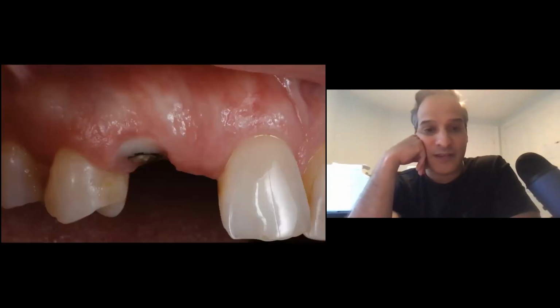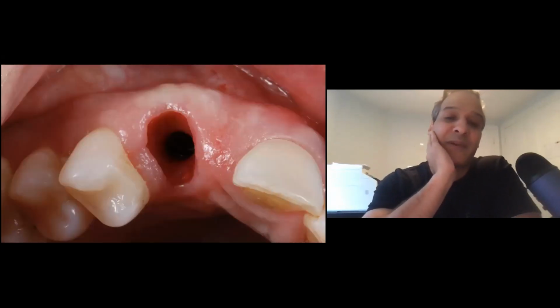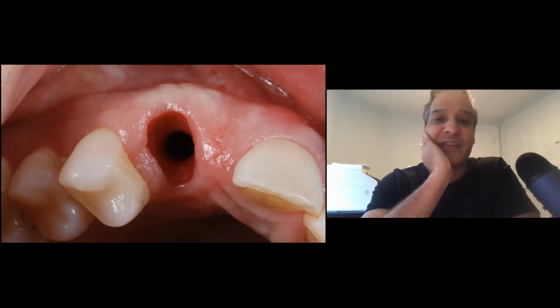And here's our site. I love this picture because this is what a customized healing abutment does. Look at that shape and that profile. You don't get this from regular healing abutments, because teeth are not circular. So this is a canine. You can see the emergence, the prominence, all of that is preserved because of that customized healing abutment.